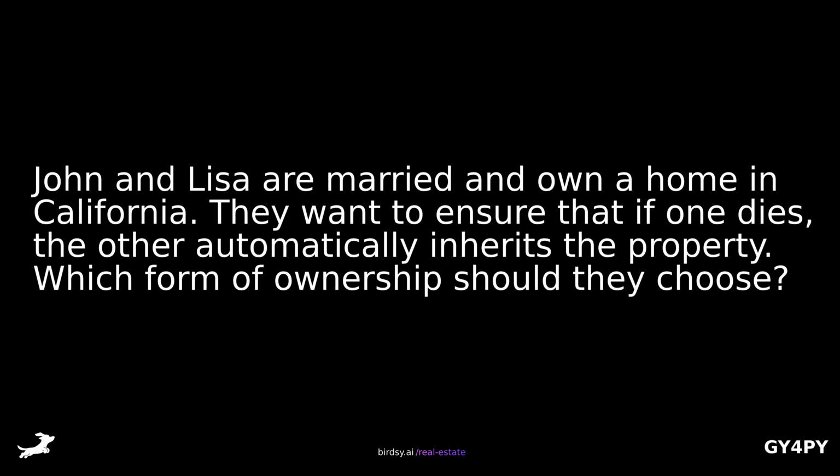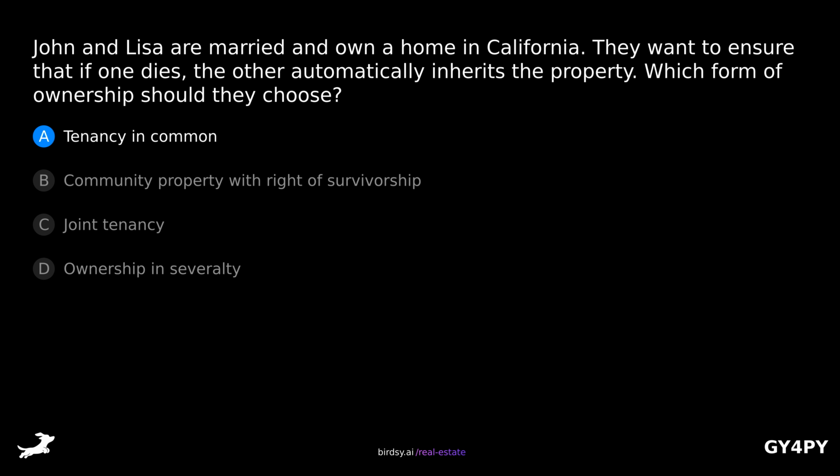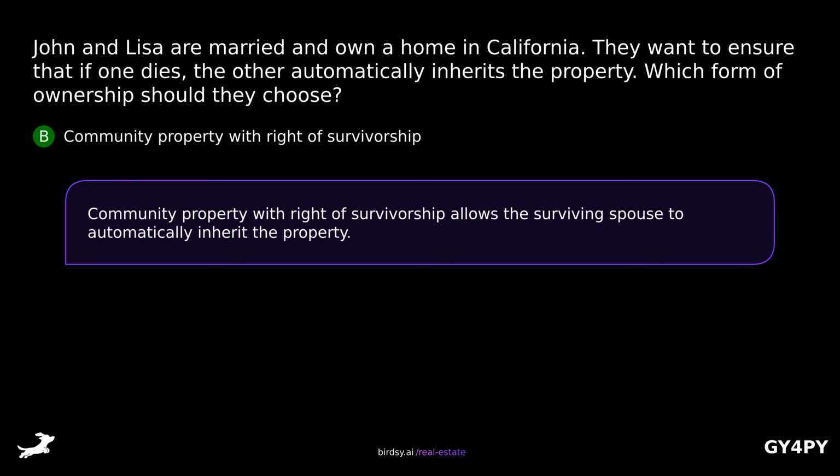John and Lisa are married and own a home in California. They want to ensure that if one dies, the other automatically inherits the property. Which form of ownership should they choose? Is it A, tenancy in common, B, community property with right of survivorship, C, joint tenancy, or D, ownership in severalty? The answer is B, community property with right of survivorship. Community property with right of survivorship allows the surviving spouse to automatically inherit the property.